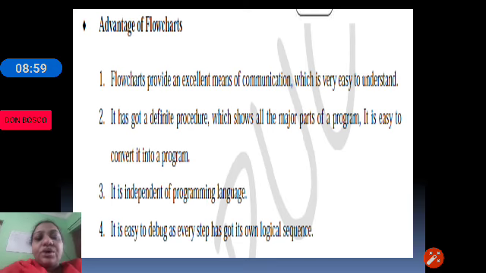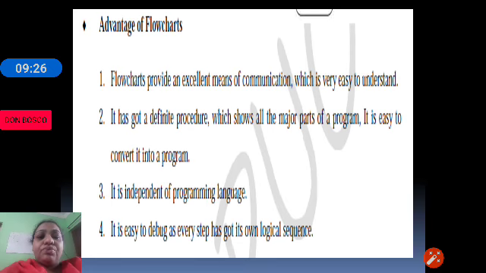So whatever language you want to use, you can use, but the same flow charts can be used. Next, it is easy to debug. Debug means finding errors. So using a flow chart, as explained earlier, we can find or trace the errors in the program. In detail we will be studying debugging.